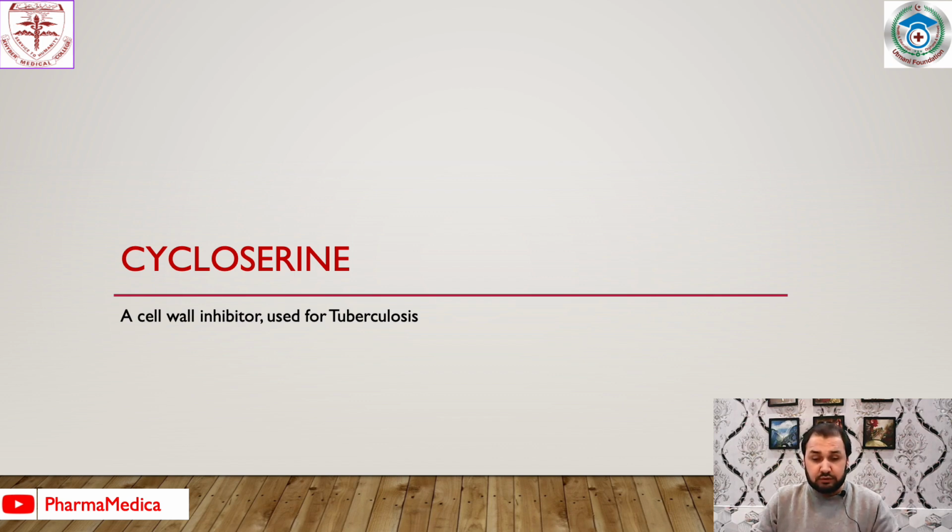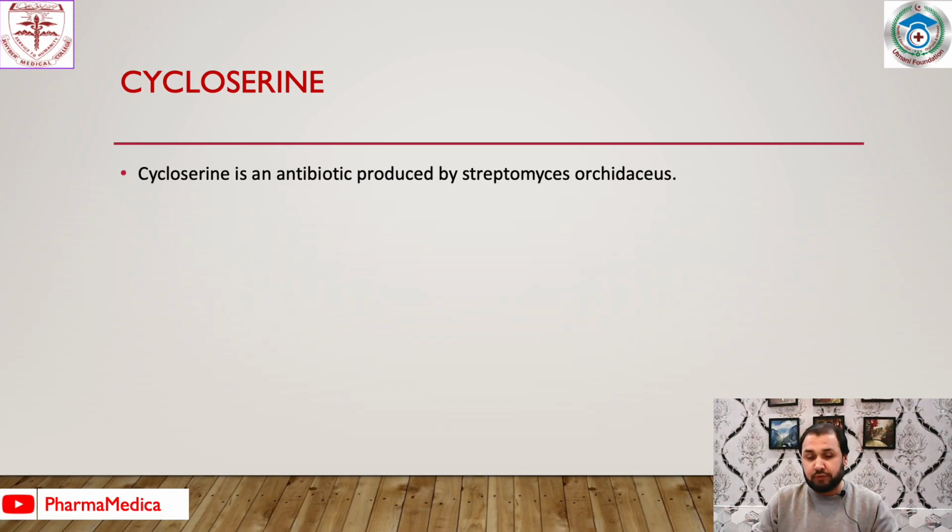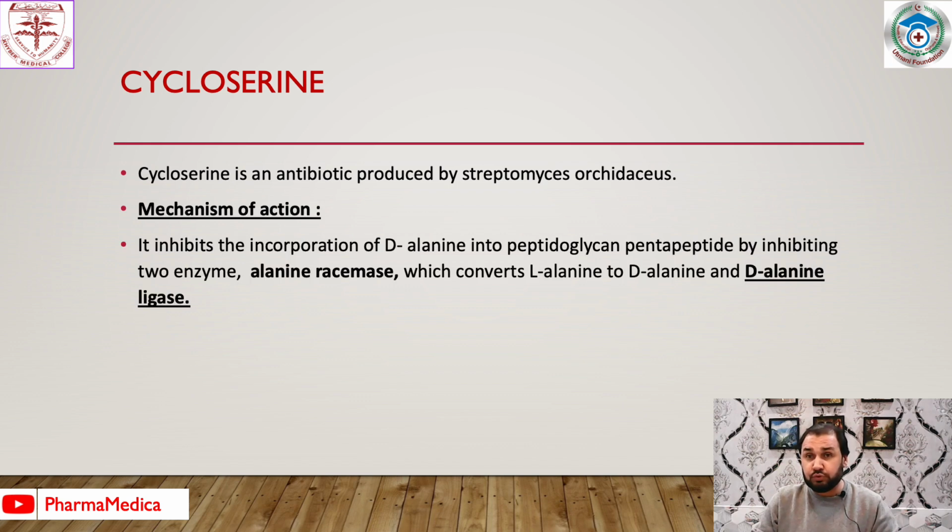Cycloserine is a very good antibiotic, but it is not routinely used for the treatment of common disease. It is used specifically for the treatment of resistant tuberculosis. Cycloserine is derived from Streptomyces. It inhibits the incorporation of D-alanine into peptidoglycan, and thus it inhibits two enzymes. One is alanine racemase, and the other one is D-alanine ligase.